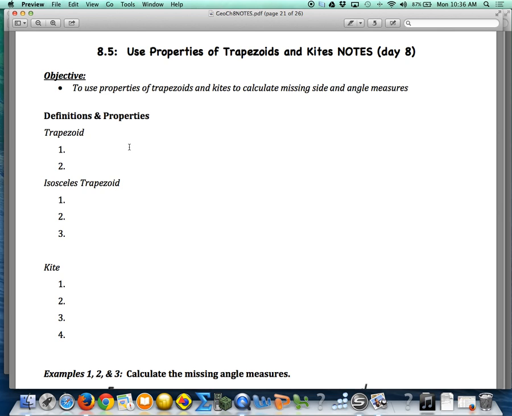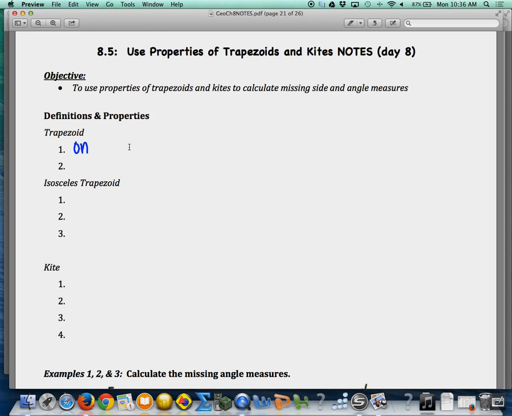First thing that I want to talk about is all the different properties that you need to know for these figures. So first off, trapezoid. You guys learned trapezoids when you were in elementary school, maybe? Do you remember the big important thing, like what makes a trapezoid a trapezoid? One pair of opposite sides are parallel. Yeah, only one pair of opposite sides are parallel.